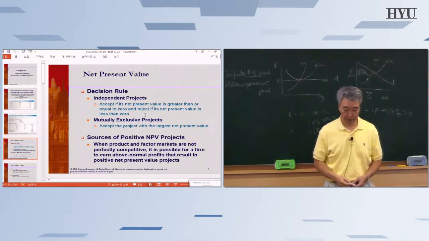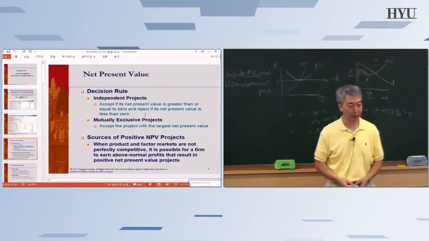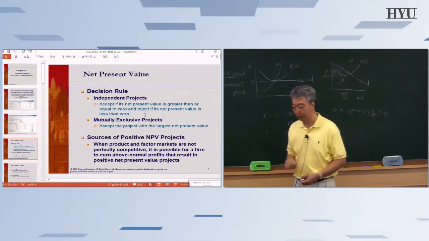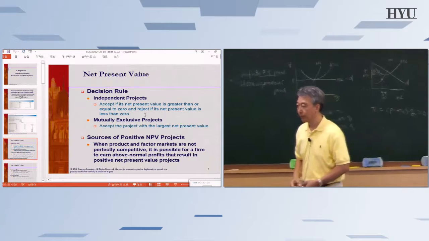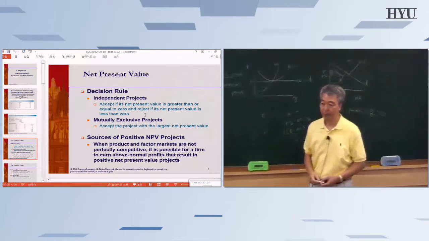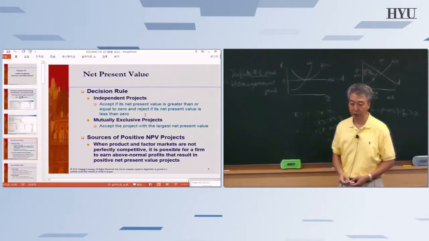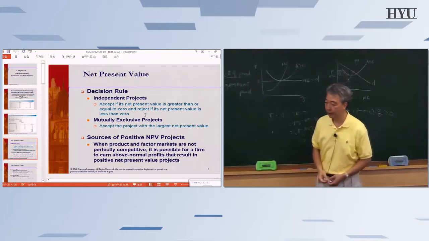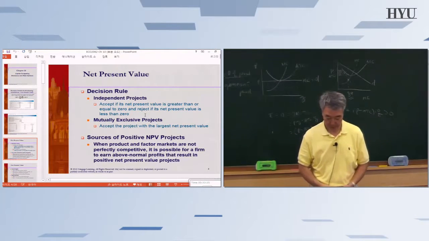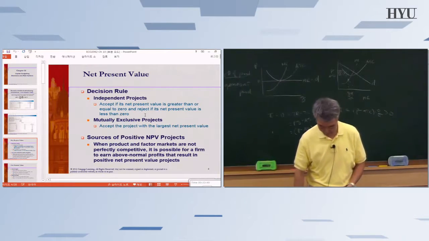So in reality, we don't have perfect competition. You know that, right? Perfect competition is just an imaginary situation, and we don't have it in reality. In reality, we have what? Imperfect competition all the time, either monopoly or oligopoly, right? So yeah, we can have positive net present value projects. Okay?